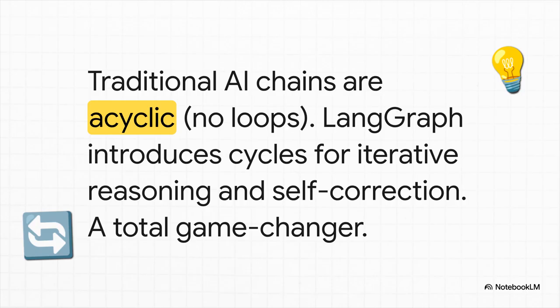LangGraph's huge innovation is that it allows for cycles. It lets the AI loop back, reconsider a step, try a different tool if the first one fails. This is an absolute game changer because that's how we think. We pause, we reflect, we correct our mistakes. This enables real iterative reasoning.